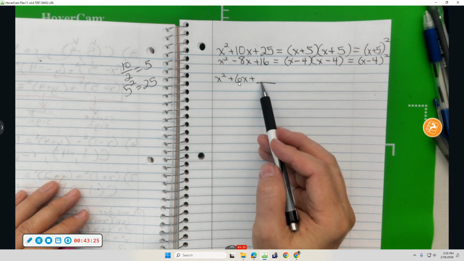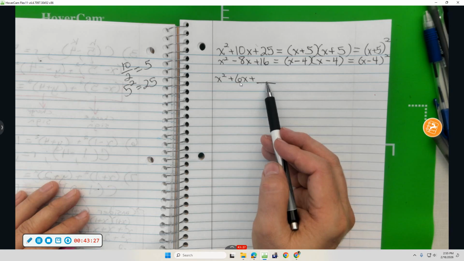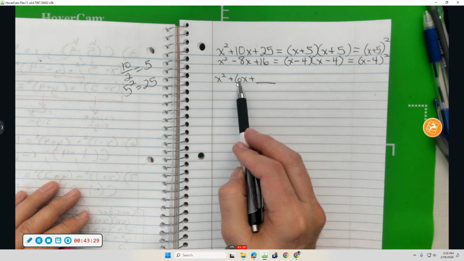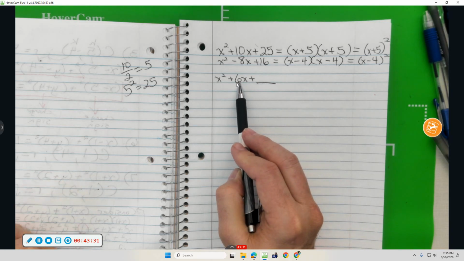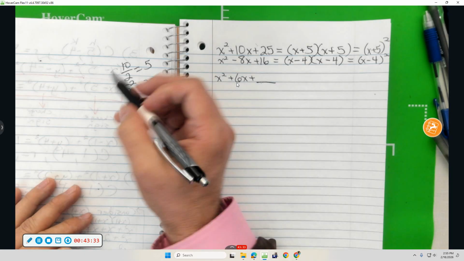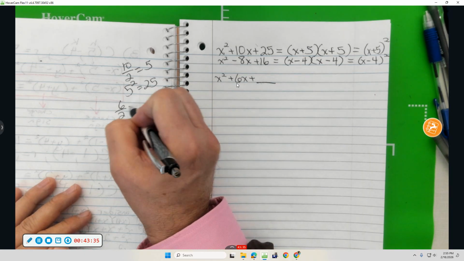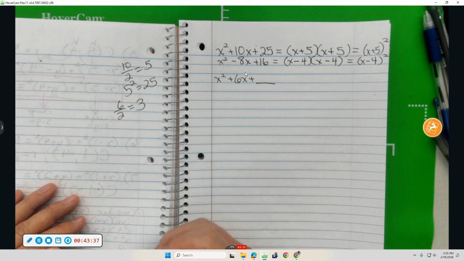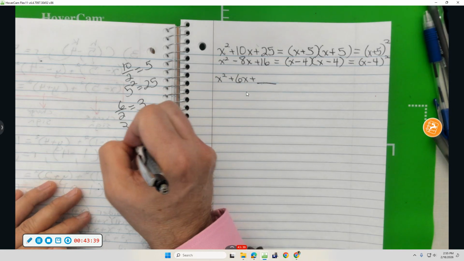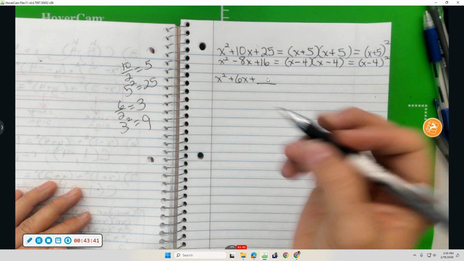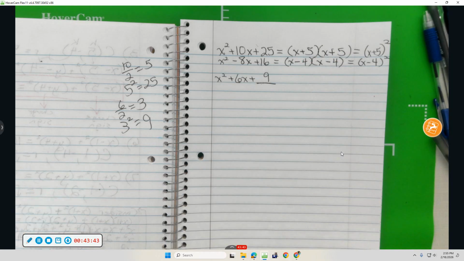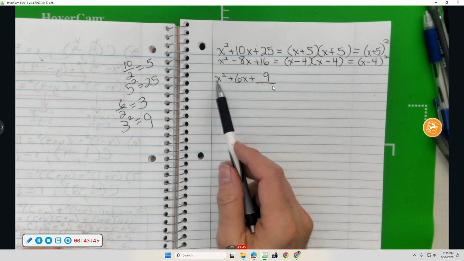Apply that logic here. What number am I going to put in the blank? You have to do 2 things to that number 6. What are they? Divide it by 2. 6 divided by 2 is 3. And then 3 squared becomes a 9. So there's your perfect square trinomial.